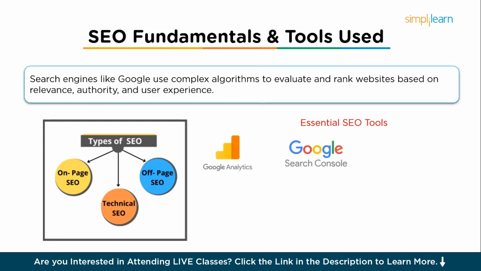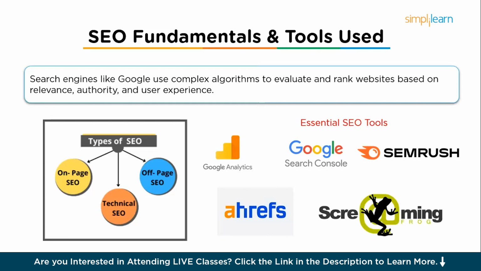Then comes Google Search Console. It provides insights on how Google indexes your site, highlights issues and shows search queries driving traffic. Then comes SEMrush, a comprehensive SEO platform offering keyword research, site audits, backlink tracking, and competitor analysis. Then comes Ahrefs, popular for backlink analysis, keyword research, and site health monitoring.